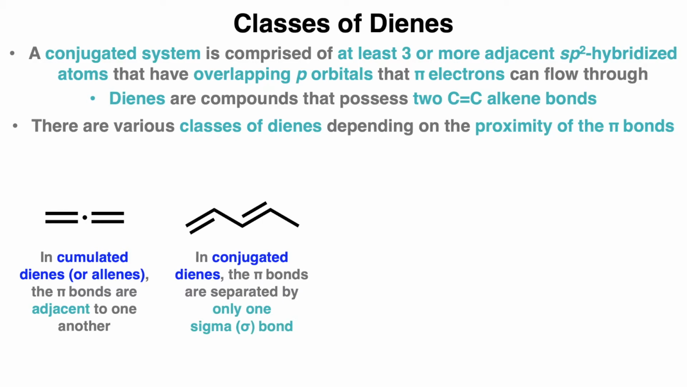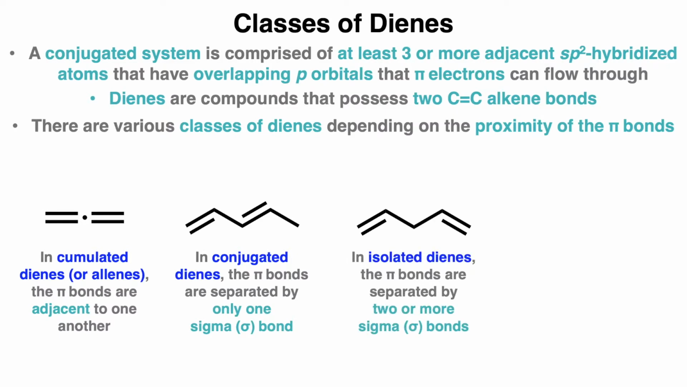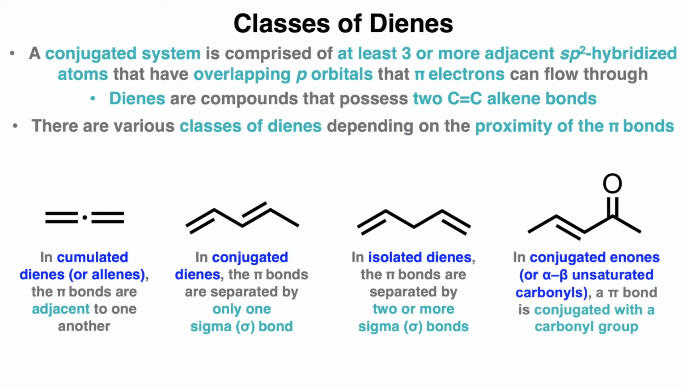In a conjugated diene, the pi bonds are separated by only 1 sigma bond. In an isolated diene, the pi bonds are separated by 2 or more sigma bonds. And lastly, in a conjugated enone, which is also called an alpha-beta unsaturated carbonyl, a pi bond is conjugated with the pi bond of a carbonyl group.